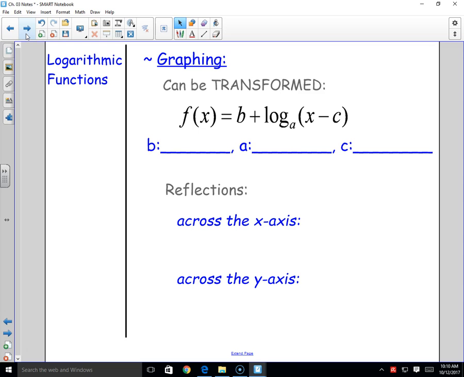Maybe you guys are pros by now. What's going on with B? Adding on the outside. Vertical translation, or we could shorten it, shift, right? Vertical shift. We'll get back to A in a second. He's the base, and we'll get back to him in a second. How about C? Horizontal shift, because it's a subtraction.